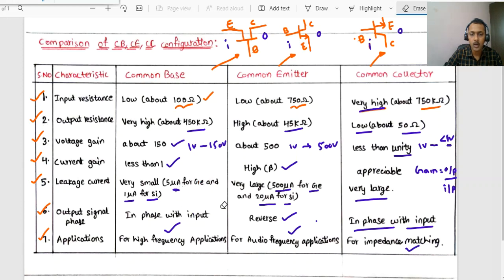So this is all about the comparison of common base, common emitter, and common collector configurations, right? But from the exam point of view, these points are to be highlighted. We have to make the comparison with respect to the input resistance, output resistance, voltage gain, current gain, leakage current, and applications. Then it will be very easy for you to score more marks, right?